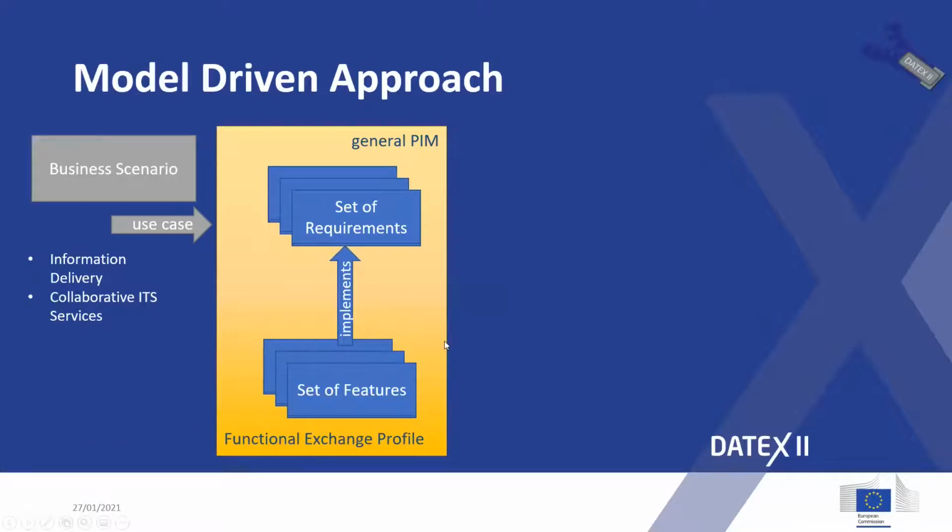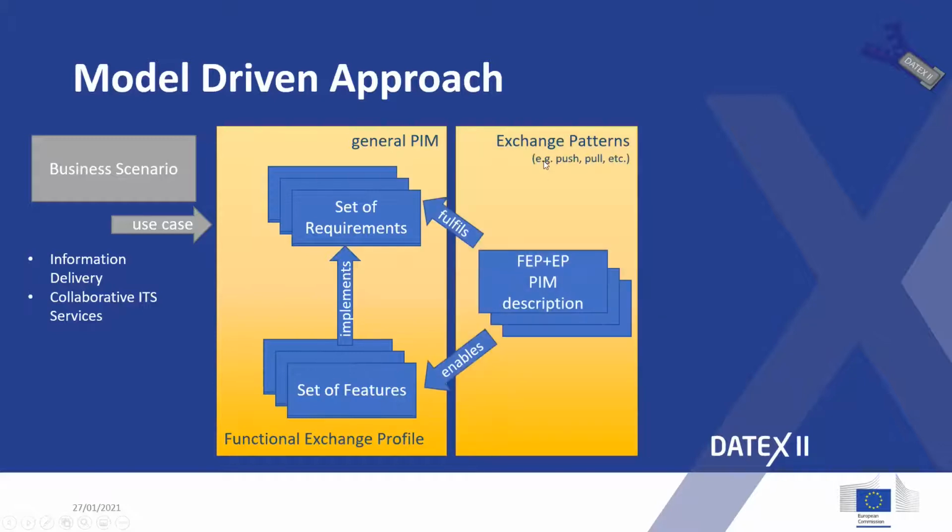So this is the model-driven approach we follow in exchange modeling. We start with business scenarios, which are information delivery and collaborative ITS services, and we define a general platform independent model based on defining the requirements, defining the features which may be implemented by a specific technology in an abstract way in an exchange pattern. We have the exchange patterns themselves, for instance push-pull, the interaction between supplier and client, as described in the interaction methods. And we take this together to define a set of features which may be implemented by an exchange pattern. This is described at the PIM level by UML, by interaction diagrams we will show later.